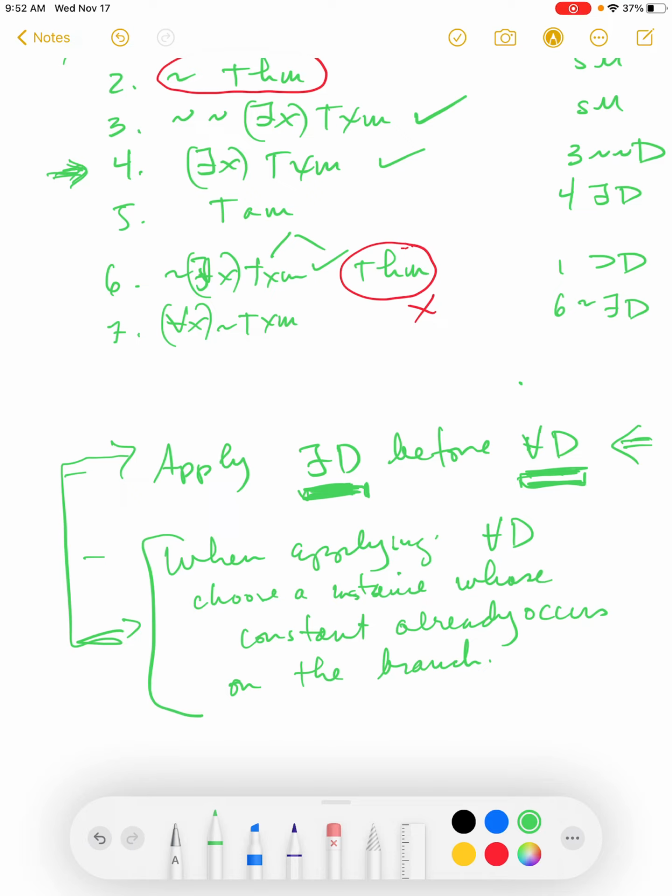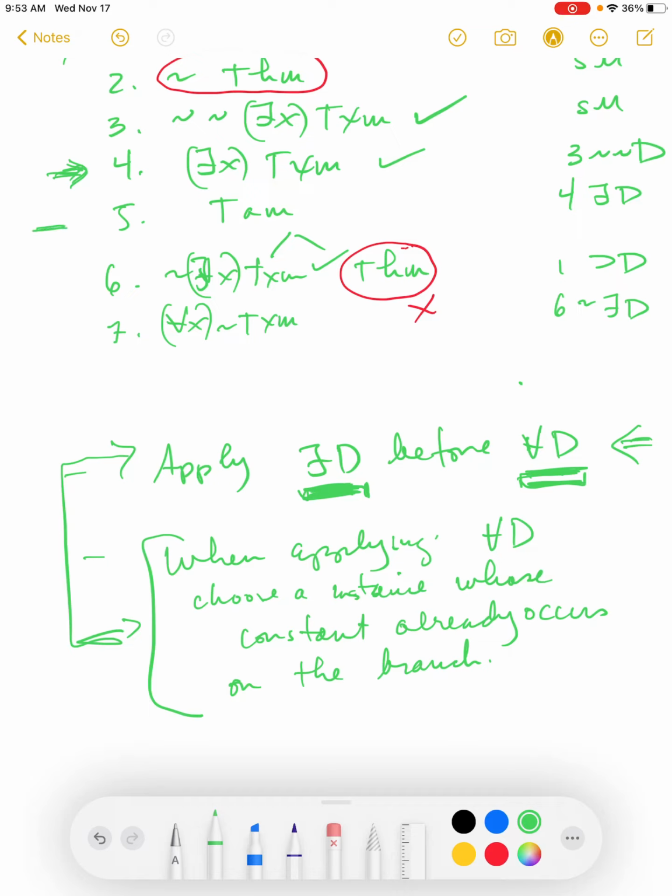Thinking about this rule. This says everybody cannot trap Moriarty, right? Everybody is such that that person cannot trap Moriarty. It doesn't make sense to say, oh, well, B can't trap Moriarty or C can't trap Moriarty. We should use a name that already appears on the branch. And I'm also going to think strategically, which name does it make sense to use?